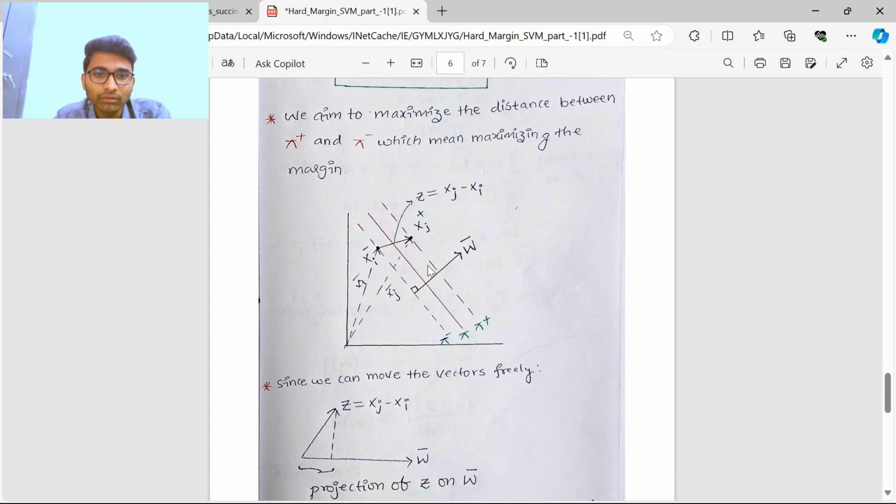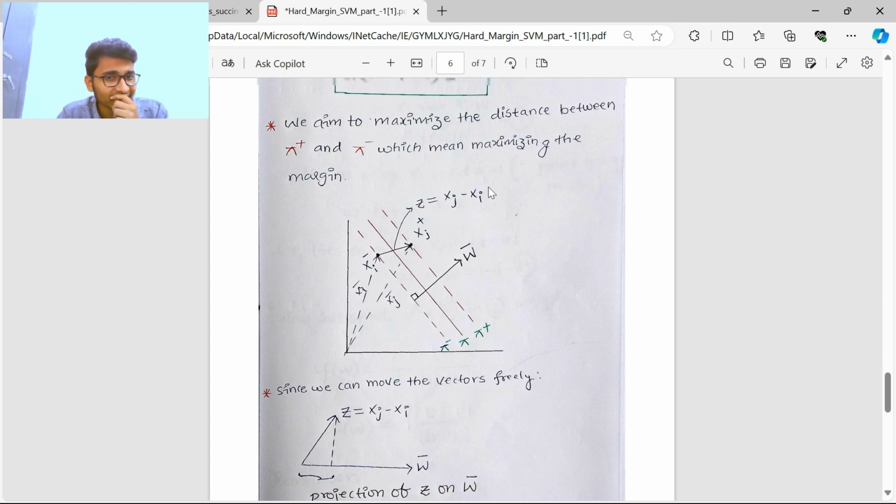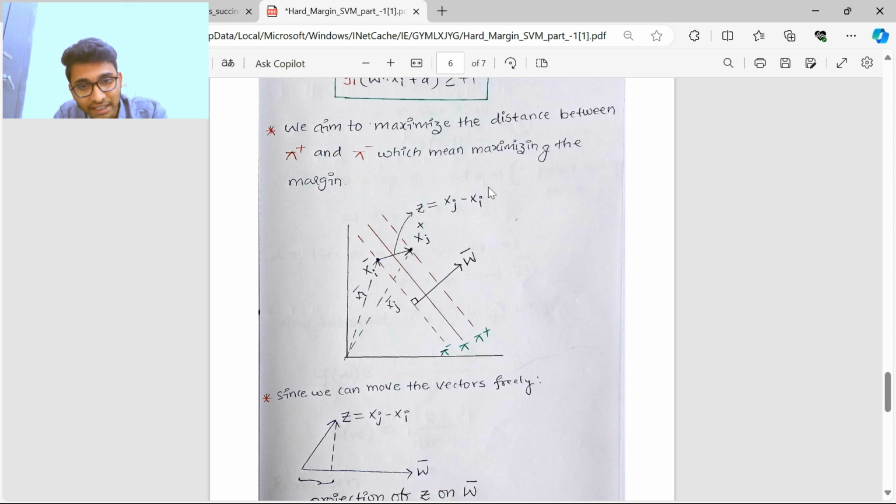Now, using the triangle law, we can say that xi plus z is equal to xj, right? That's what I have written. This z is equal to xj minus xi. Means we got the vector, and we want the perpendicular distance between pi minus and pi plus.